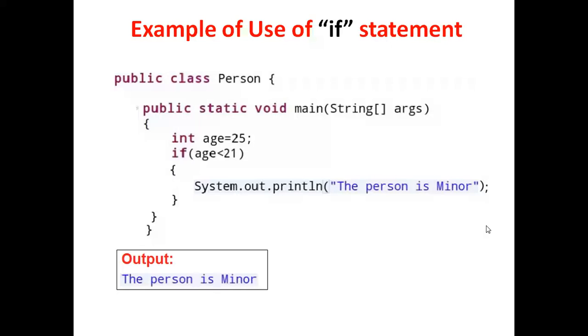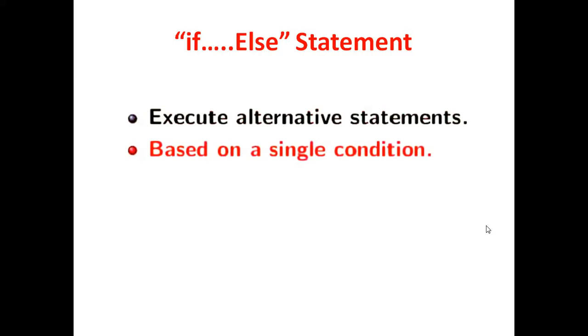Now, as we know, the age is 25, which is greater than 21, therefore it will not execute the code block and it will directly move outside, and hence the output should display a blank space. But here the output is shown as the person is minor. This is because the condition is false.